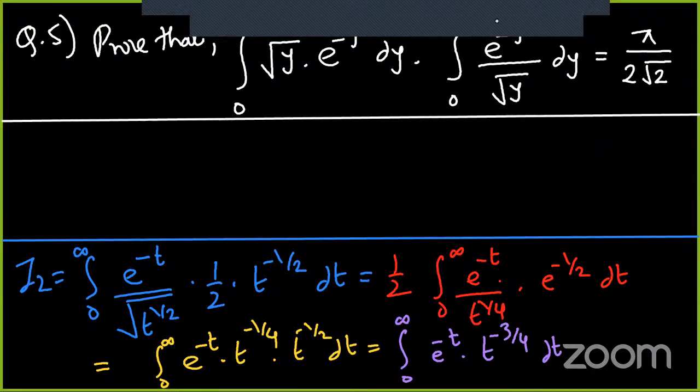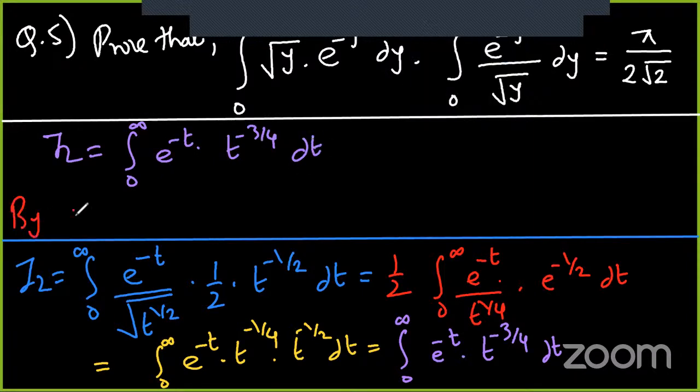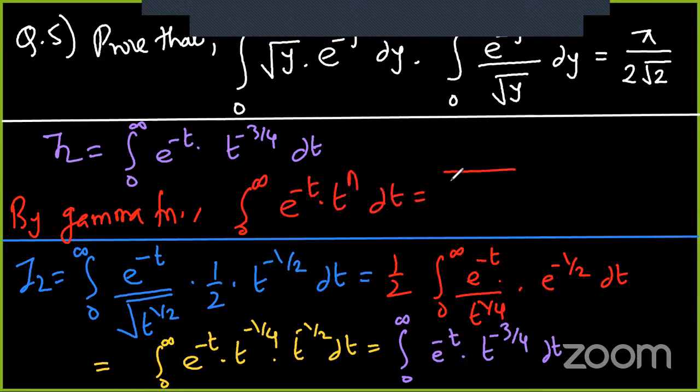So write I2 again. What is your I2? 0 to infinity e raised to minus t, t raised to minus 3/4 dt. Now I use gamma function. So what is the gamma function? It is 0 to infinity e raised to minus t, t raised to n dt. That is gamma of n plus 1.